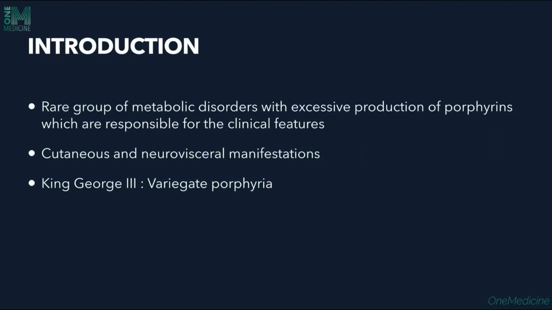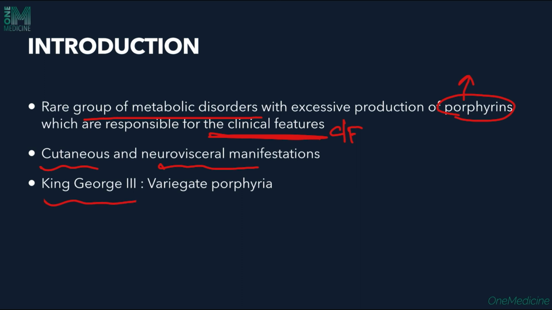Porphyrias. Porphyrias are a rare group of metabolic disorders wherein there is excessive production of porphyrins, which are responsible for the clinical features. So it's a metabolic disorder characterized by increased amounts of porphyrins, which are responsible for the clinical features of the disease. We have cutaneous as well as neurovisceral manifestations present in the disease. King George III had variegate porphyria. That's of some importance here.